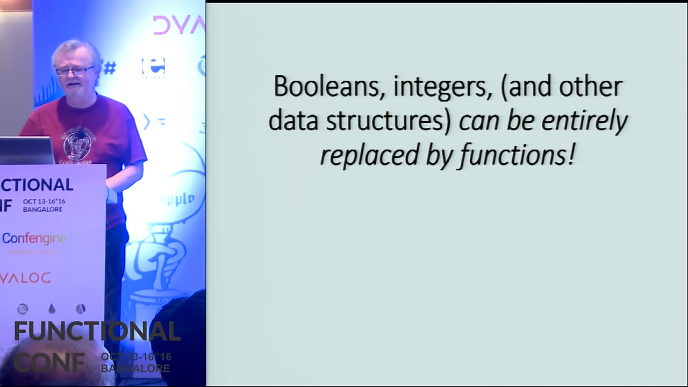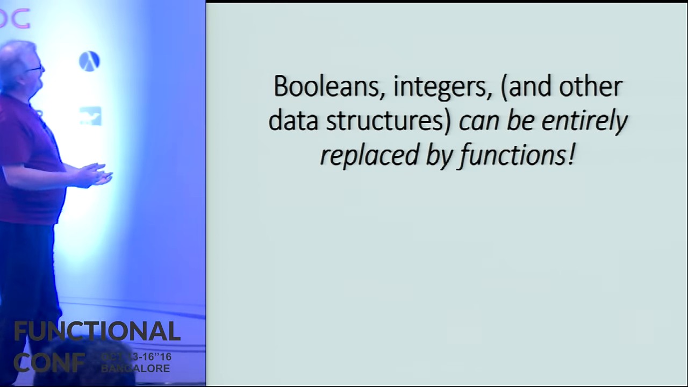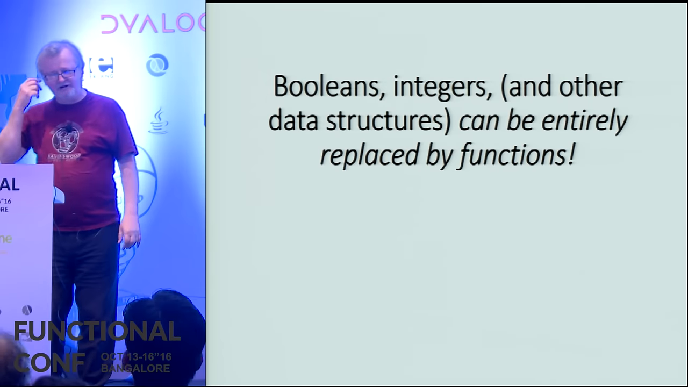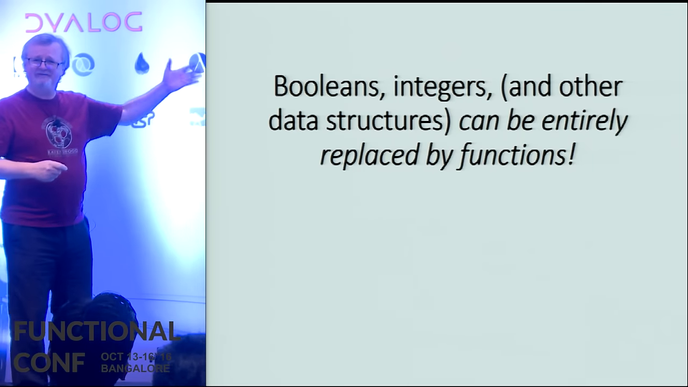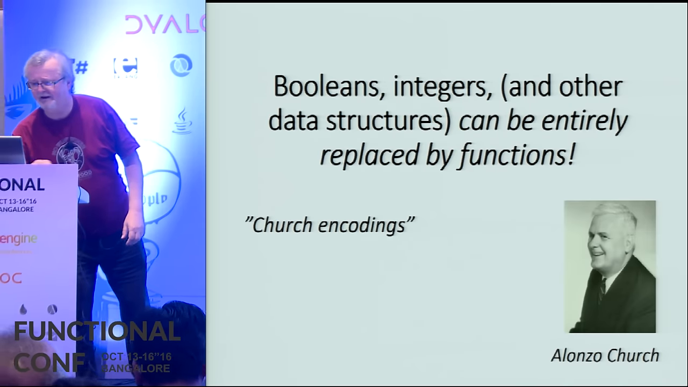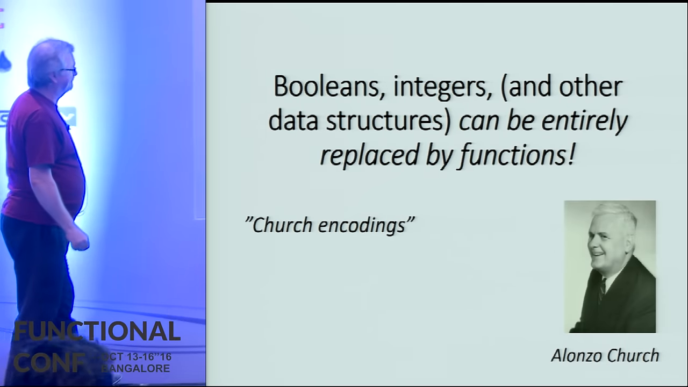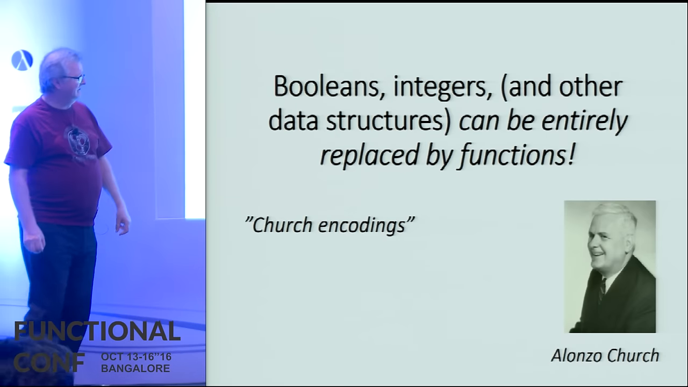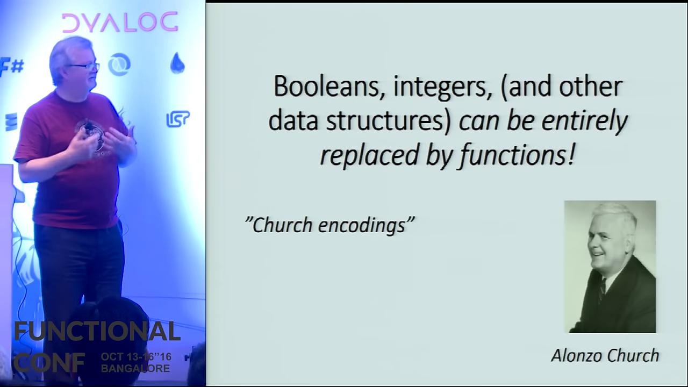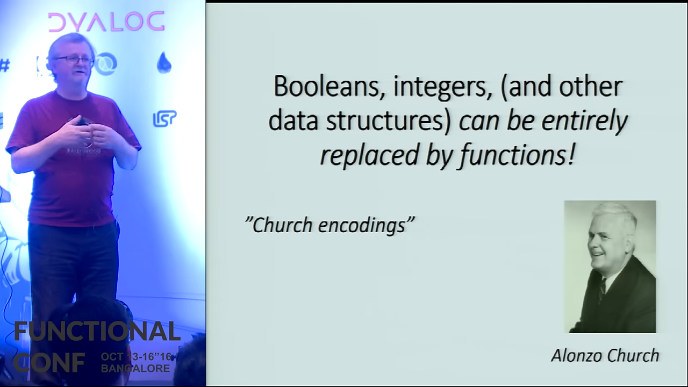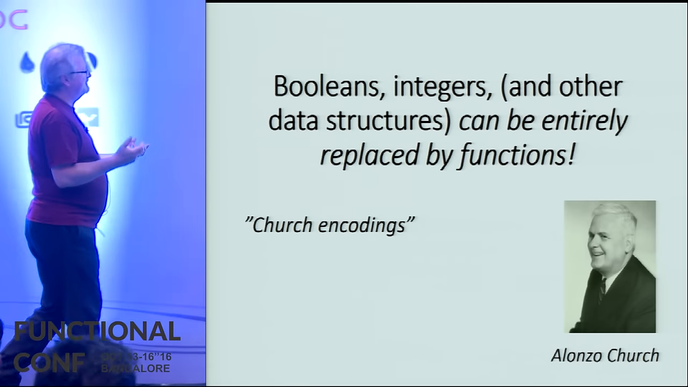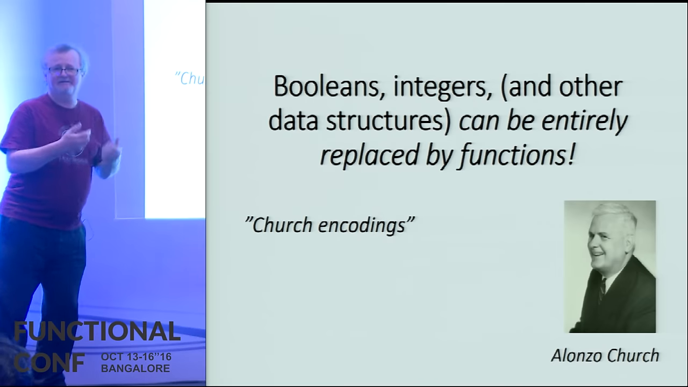So there we are. We see that Booleans, integers, and actually any algebraic data type, any data structure, can be entirely replaced by functions. That's cool. Why? Well, the guy who came up with this was Alonzo Church. These are the Church encodings of values. And what Church wanted to do was to show that functional programming could be a foundation for mathematics. So you didn't need anything else to start off with. You could just start off with functions and then construct everything else that you might want from them.